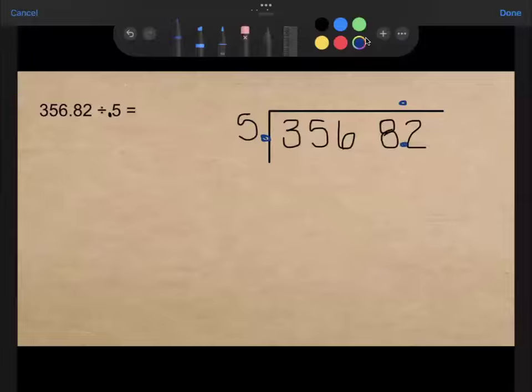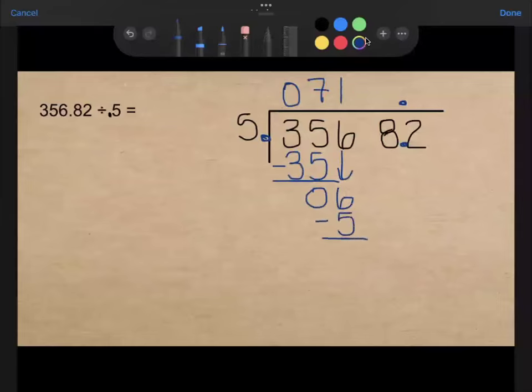Okay. So 5 does not fit into 3, so I'm going to put a 0 up there to mark that. But 5 does fit into 35 7 times. 7 times 5 is 35. When I subtract that, I get 0 left over. I bring down the 6. 5 does fit into 6. It's 1 time, so that's going to give me 5. When I subtract that, I get a 1. I'm going to bring down the 8.